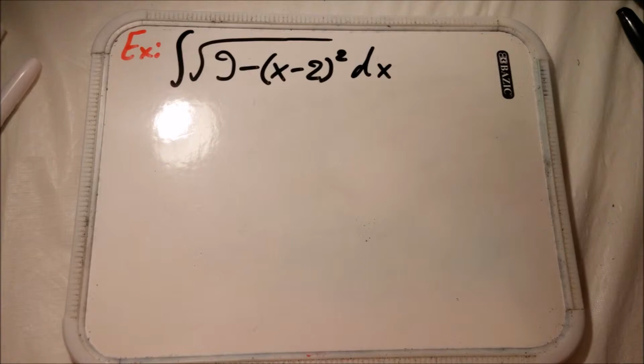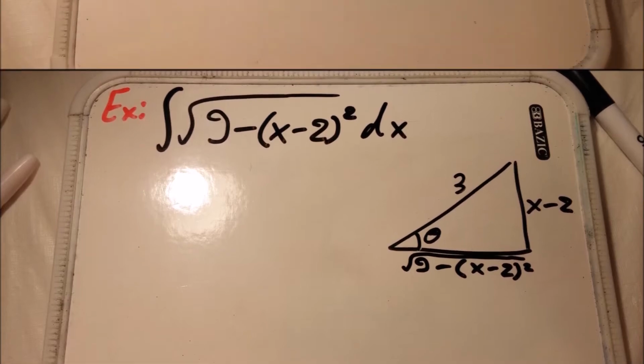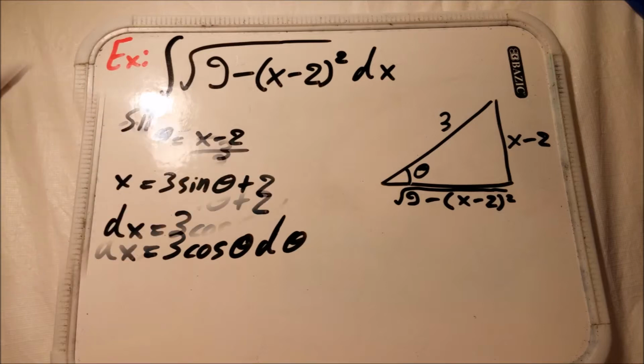Since it's a negative, we're going to assign the variable a as radical 9 minus (x minus 2) squared, which coincidentally leads to having x minus 2 and 3 as the other legs of the triangle. Using theta, we are able to derive sine theta, which is equal to x minus 2 over 3, which will lead to x being equal to 3 sine theta plus 2. dx of that will equal 3 cosine theta d theta.